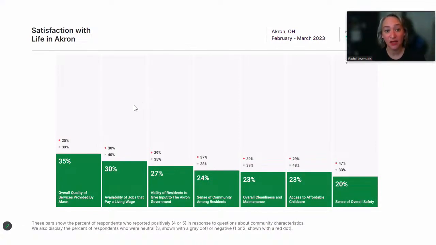And when we go to the other community characteristics, we sorted them by overall satisfaction score for each community characteristic. At the bottom was the sense of overall safety. So only 20% of residents were satisfied with safety, and 47% were dissatisfied. There were also some concerns in the survey data about access to affordable childcare. 23% of residents were satisfied, and 29% were dissatisfied. And then overall cleanliness and maintenance, that was also at 23%, with 39% being dissatisfied.